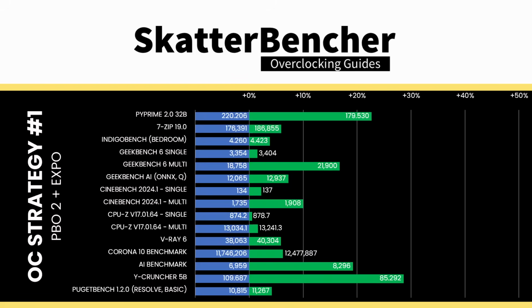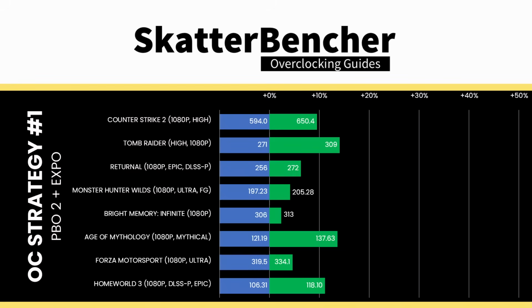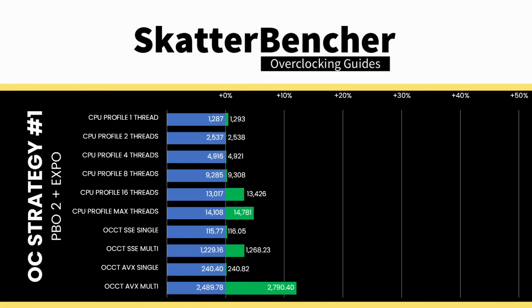Despite the Ryzen 9 9900X having a TDP of 120 watts, the performance is still restricted by its power limit, especially in heavy all-core workloads.